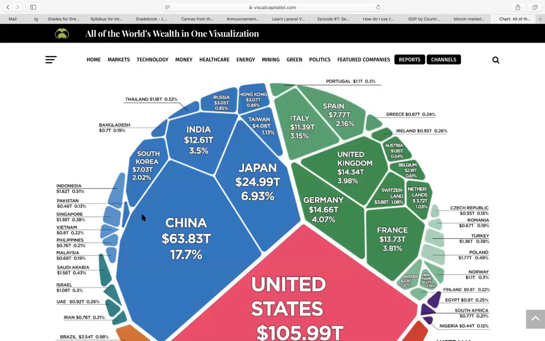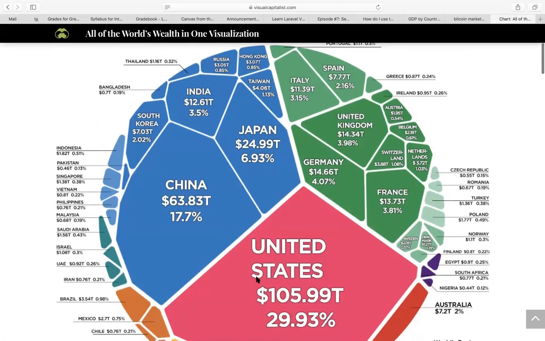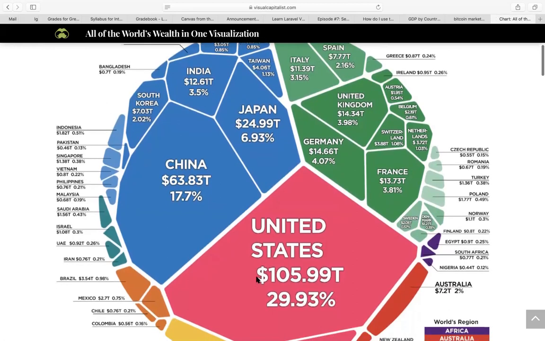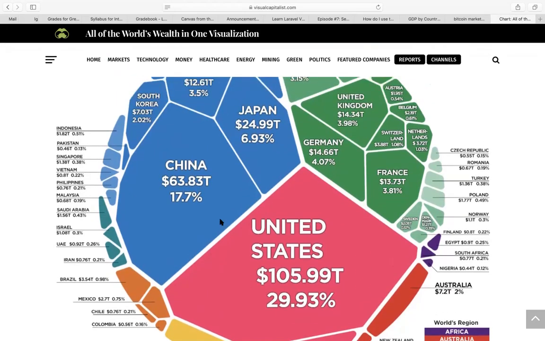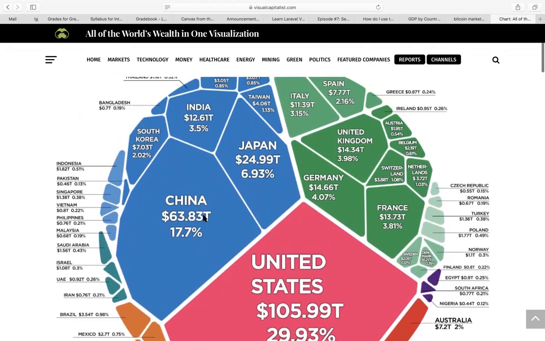So again, global wealth is a stock concept. Savings is how much you're saving today, right? And that's going to contribute to your future wealth, right? But here you can see total savings. The United States is 105 trillion, China 68.83 trillion.